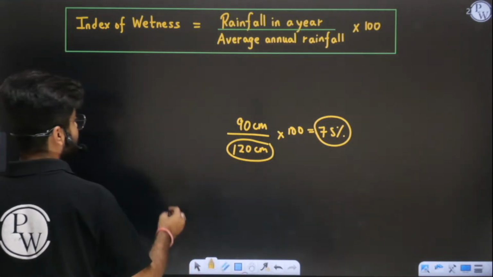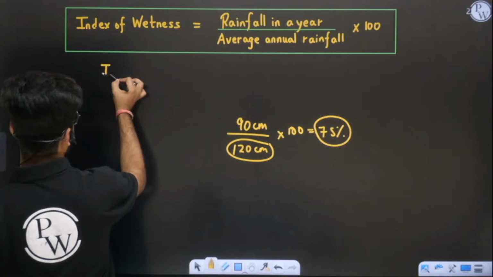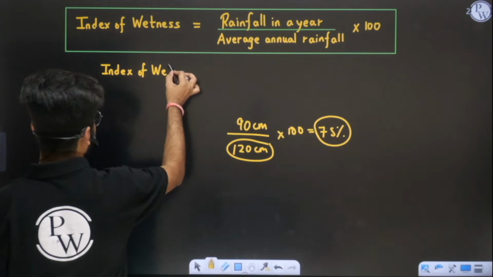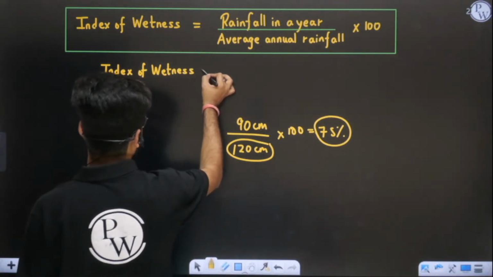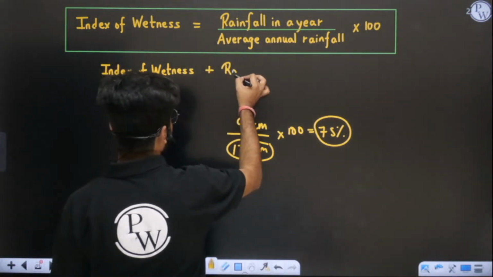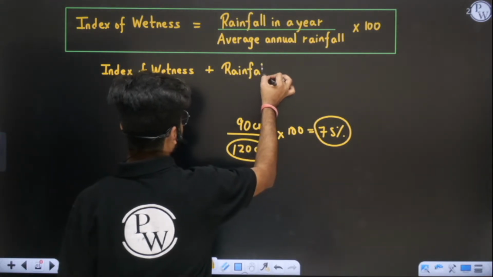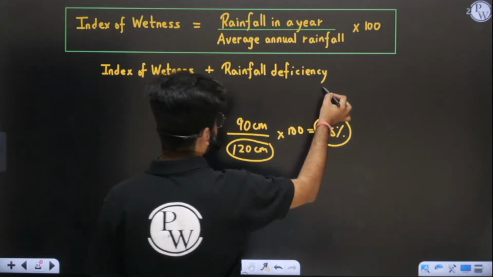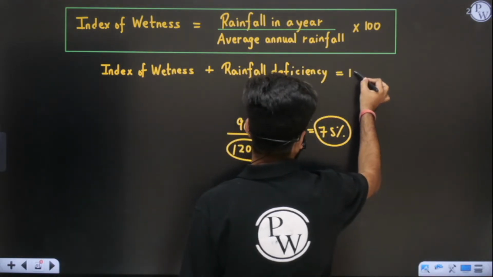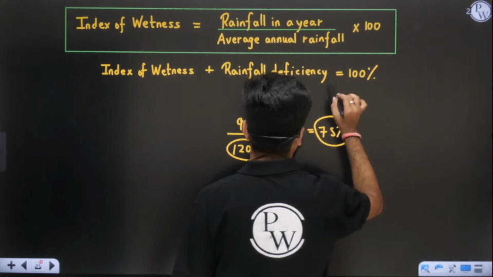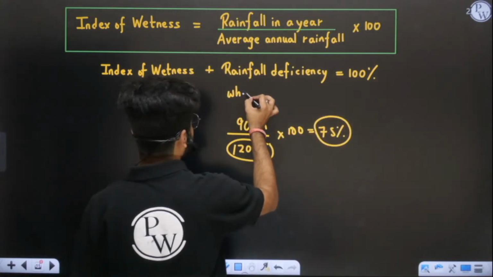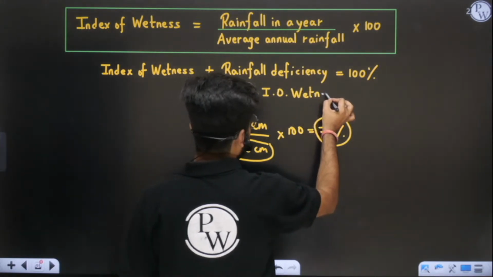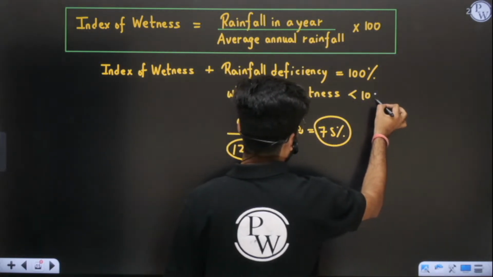So if someone asks you what is rainfall deficiency, you need to understand one thing: index of wetness plus rainfall deficiency is equal to 100%. But this formula is only valid when index of wetness is less than 100%.